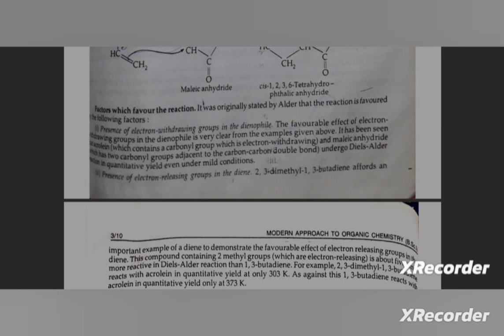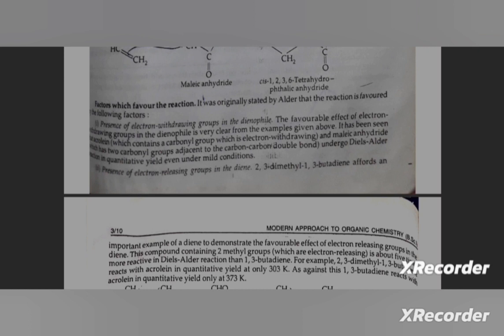Factors which favor the reaction. It was originally stated by Alder that the reaction is favored by the following factors. First, the presence of electron withdrawing group in the dienophile. The favorable effect of electron withdrawing group in the dienophile is very clear from the example given above. It has been seen that acrolein and maleic anhydride undergo Diels-Alder reaction in quantitative yield even under mild condition. Number 2, presence of electron releasing group in diene.